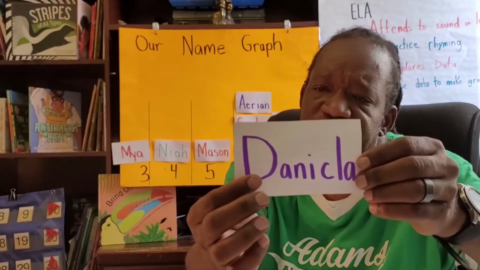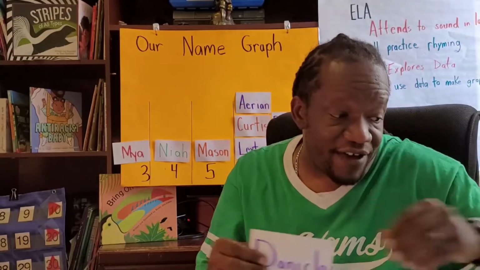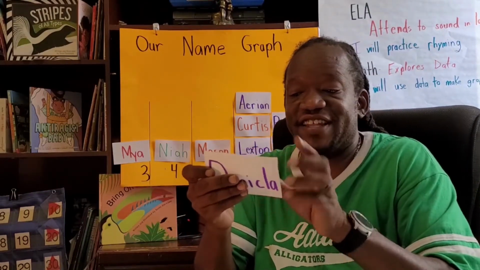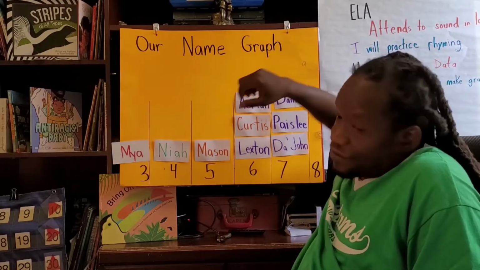Let's count her letters. 1, 2, 3, 4, 5, 6, 7. Danica has 7 letters. So she goes by the number 7. Or he.